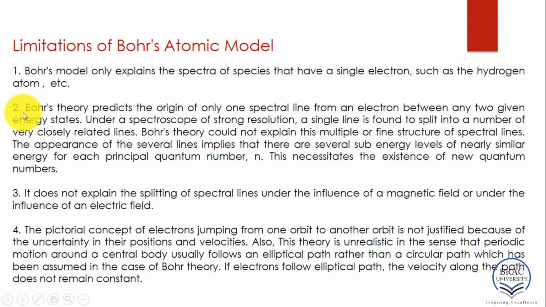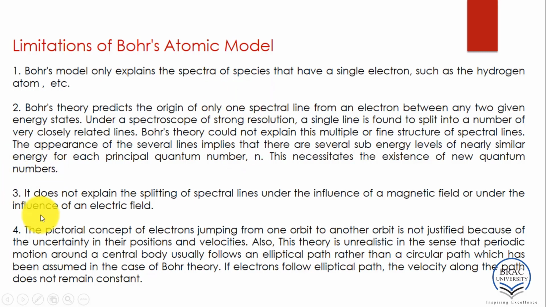The second limitation is that Bohr's theory predicts the origin of only one spectral line from an electron transition between any two given energy states. But under a spectroscope of strong resolution, a single line is found to split into a number of very closely related lines. And Bohr's theory couldn't explain these multiple lines or fine structure of spectral lines. Don't worry a bit about this point. We'll be discussing it in detail when we will be studying the concept of orbitals.